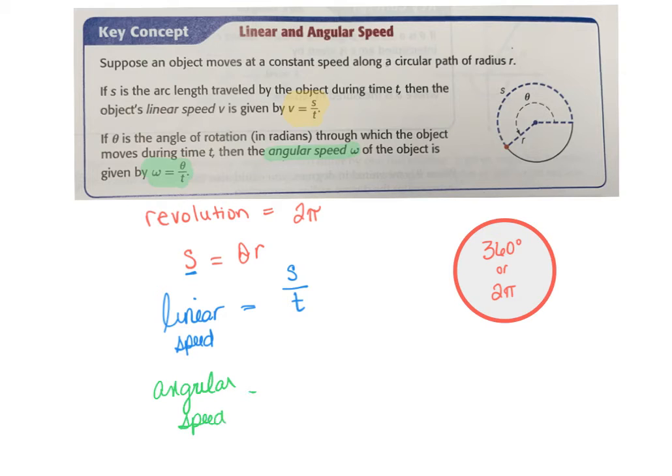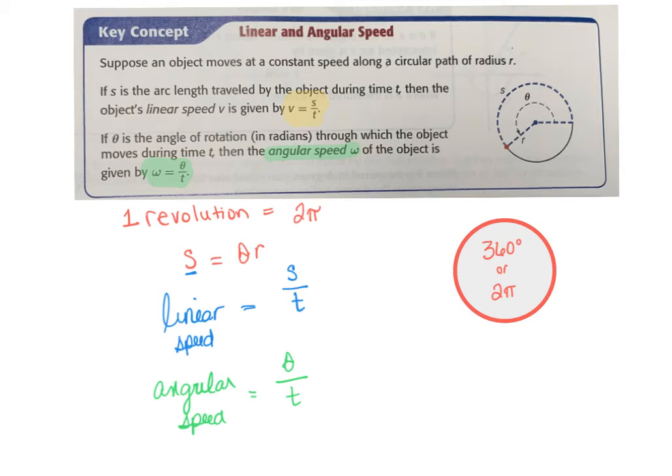Angular speed is going to be your theta. Your theta is still calculated the same way. If they give you revolutions, your theta is however many revolutions times 2 pi. 1 revolution equals 2 pi. So whatever your angle is, it's going to be however many rotations you did times 2 pi. That's going to be your theta. And you're going to divide that by the amount of time. So your angular speed is your total angle measurement in radians divided by how much time it took you to go that many radians.